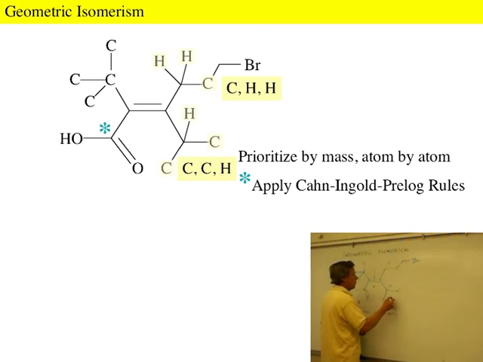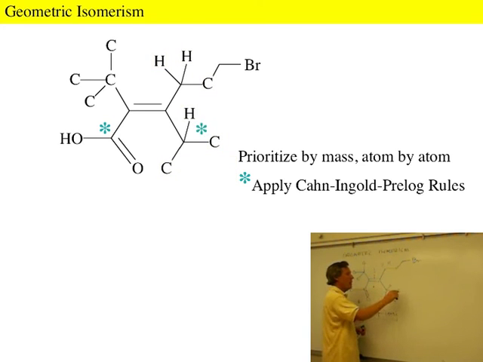This carbon weighs more. When we prioritize, we have to prioritize atom by atom. Once we recognize that this is a tetrahedral center, and this is a tetrahedral center, we look at what's directly attached, atom by atom. Hydrogen, hydrogen, carbon versus carbon, carbon, hydrogen. This end weighs clearly more.